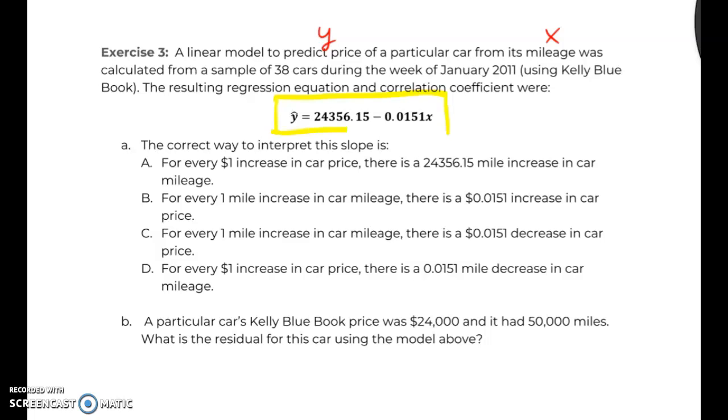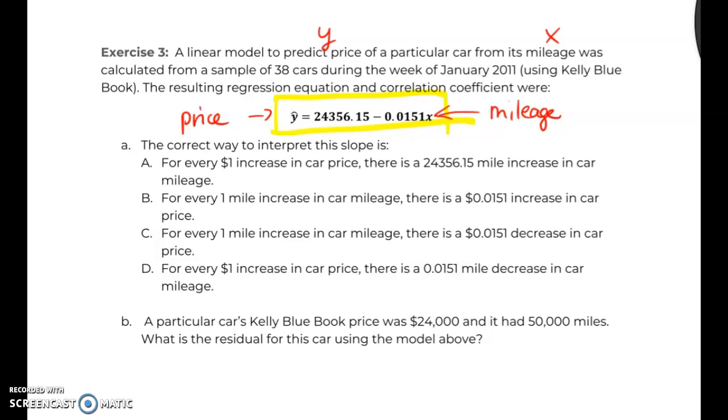So we have our regression equation, which is given to us over here. Y hat is equal to 24,356.15 minus 0.0151 times x. And already we're saying we're predicting the price. So that's our y hat based on the mileage.